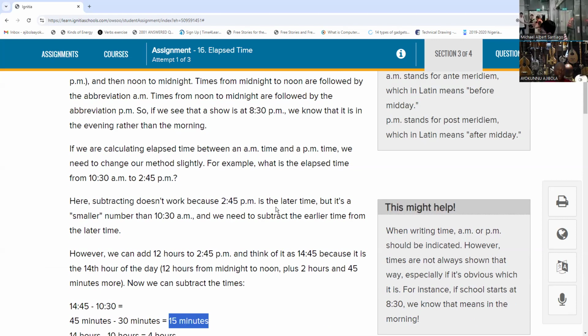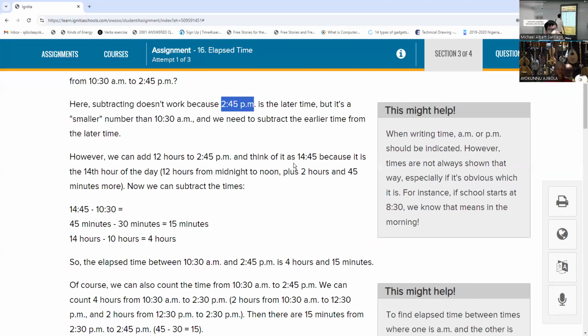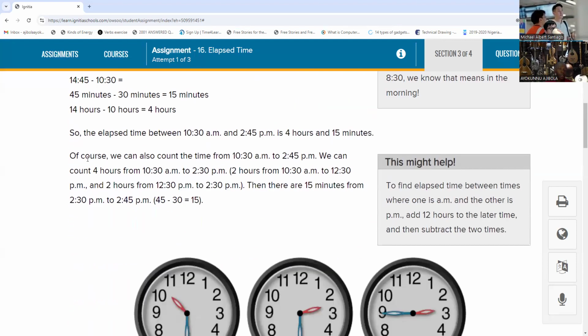So the only way to subtract there, are you listening? Yes. The only way to subtract there is to change this to 24-hour clock, which is like when you get to 12 noon, then 13 will be 1 p.m., 14 will be 2 p.m. Is that clear? Yes. Now, 14:45, that's what we have to do. So minus 10:30, then 14 minus 10 is 4, 45 minus 30 is 15. So the time elapsed is 4 hours, 15 minutes.